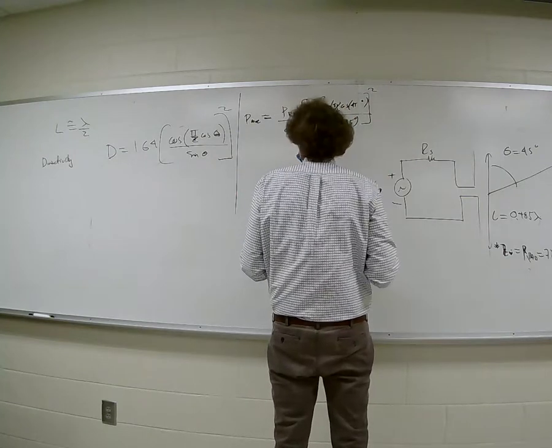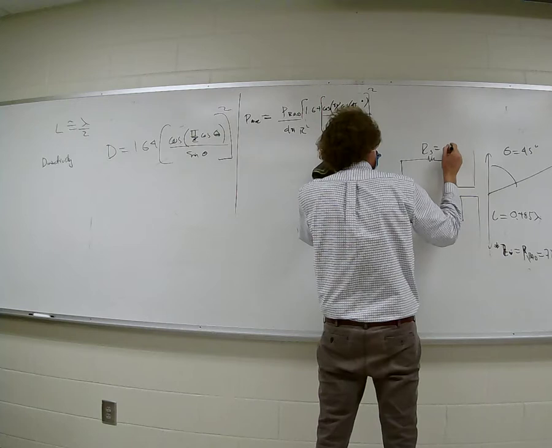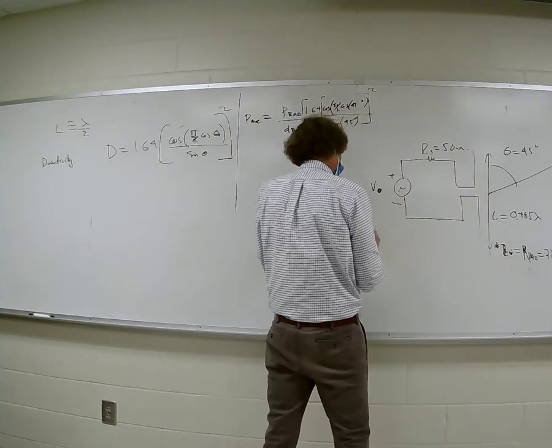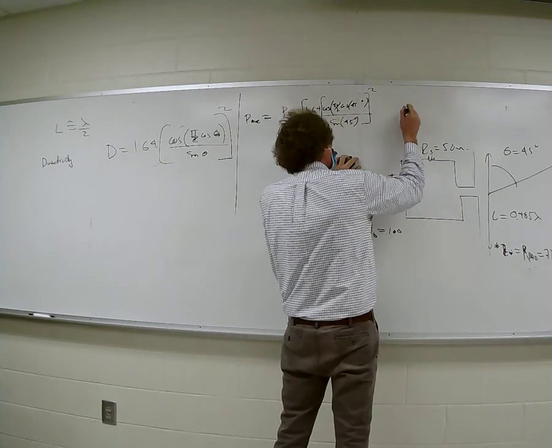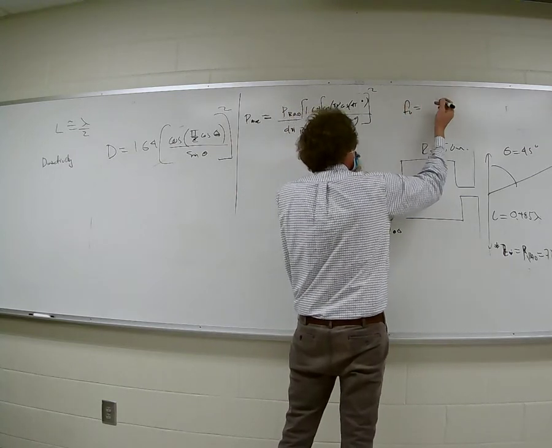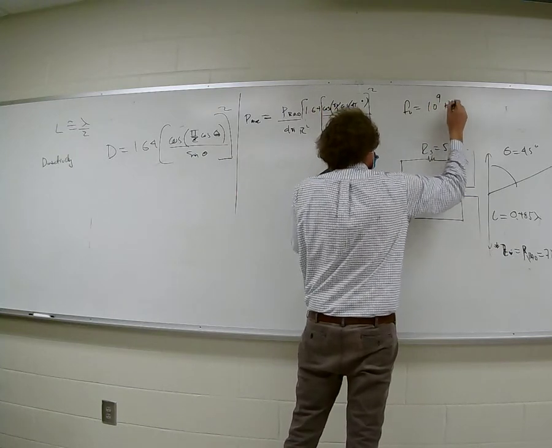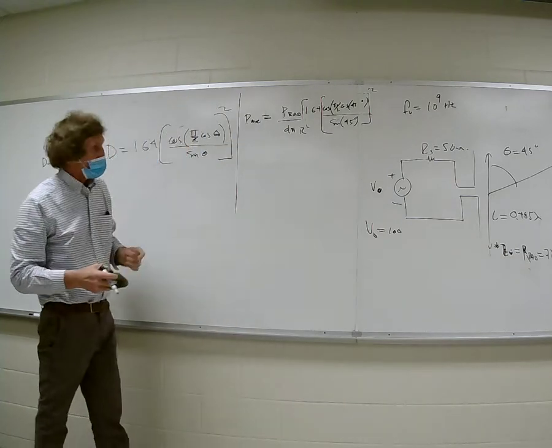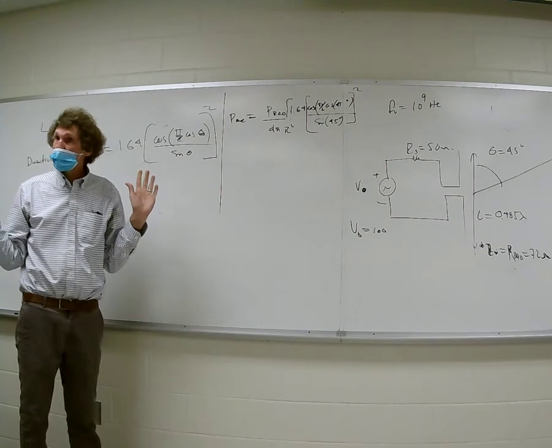Let me put some more numbers down. Let me give R_S a value of 50 ohms. Let me give V naught a value of 100 volts. Let me give f naught a frequency of 10 to the 9th hertz, low gigahertz, 1 gigahertz. And I know R is 10,000, I'm not going to put that. Y'all with me so far on what I've done? Yes? I'm kind of confused.